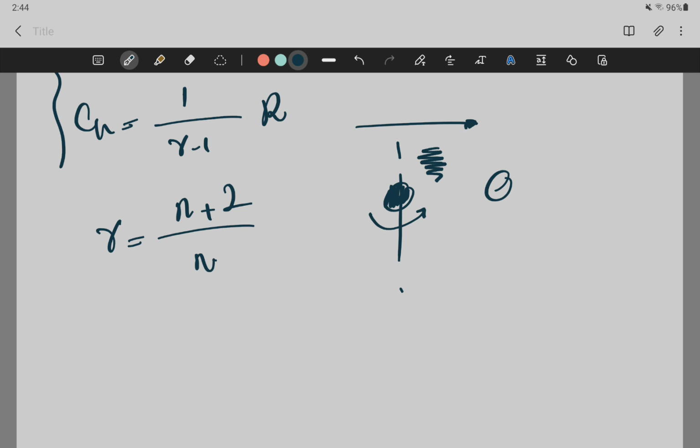If you are dealing with a solid, molecules can only vibrate in place, right? They can't really translate or rotate. That's the idea here. So this degree of freedom is going to change.